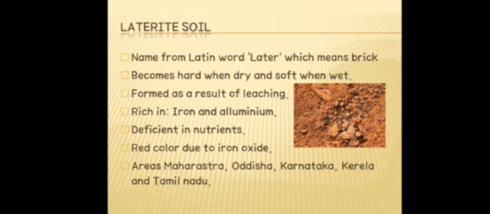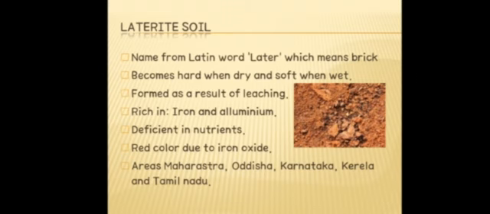Next is red and yellow soil. This soil develops on crystalline igneous rocks in areas of low rainfall in the eastern and southern part of the Deccan Plateau. The word laterite comes from the Latin word later, which means brick, because this soil becomes hard when dry and soft when wet. Because it becomes hard, we can compare this soil with brick. That's why its name is laterite soil. This soil is formed as a result of leaching. Now what is the leaching process? When the upper layer of soil is washed away by water, that is known as leaching.